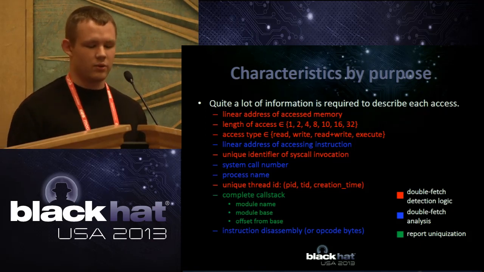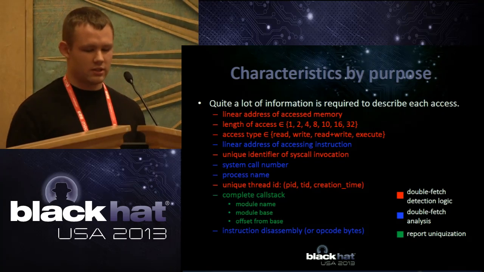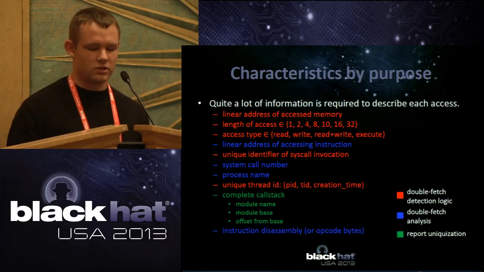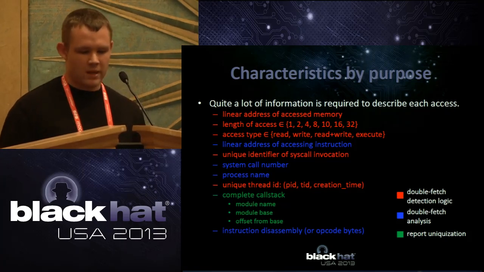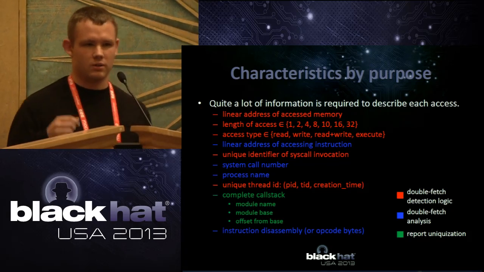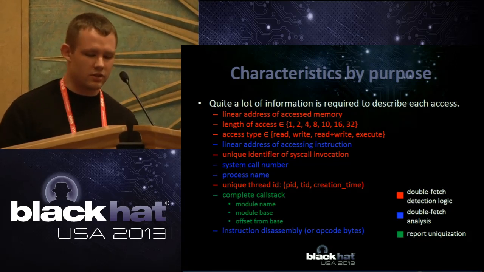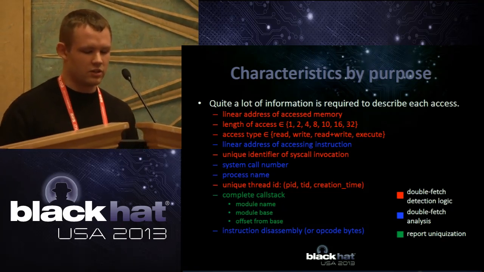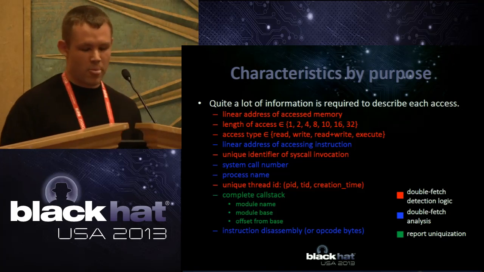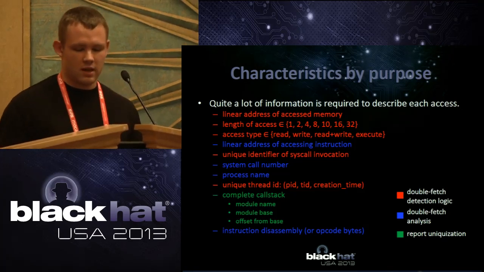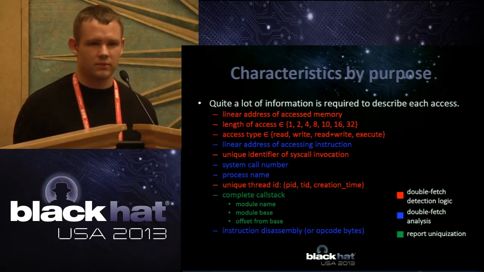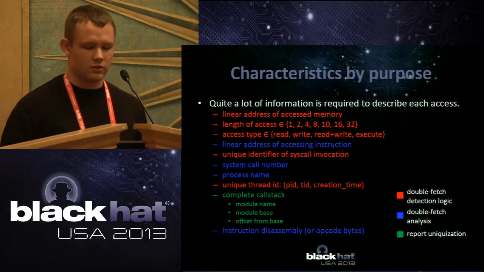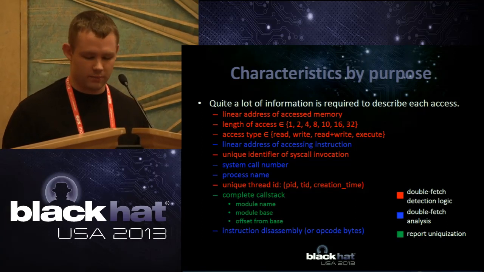The first one is information that is actually required to implement the logic. So this is the essential information that we have to find out if the memory pairs meet the three conditions that I mentioned earlier. Then we have the types of information that we need to perform double fetch analysis after we find the double fetches, which help us actually understand what is going on in the code, such as the instruction disassembly or the number of the system call and stuff like that. And then we also have information which helps us find the unique issues, so that we don't end up with a long list of duplicate issues. We have to have the stack trace to find out which cases are really the same bug.